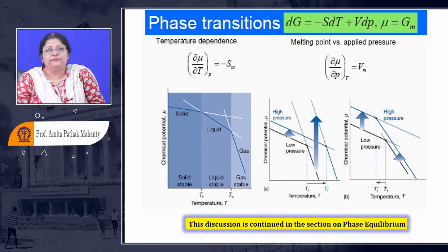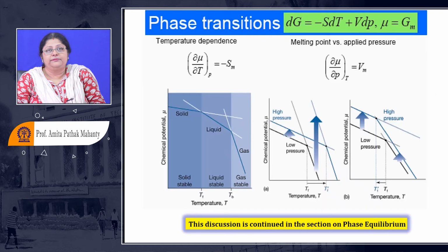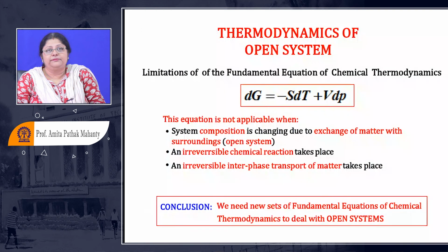Otherwise, it does not matter whether I am writing chemical potential or the Gibbs energy. They are going to have the same scaling whether we are doing the Gibbs energy or the chemical potential. But before we go into the chemical potential, we need to enter the concept of open system. What is the open system?